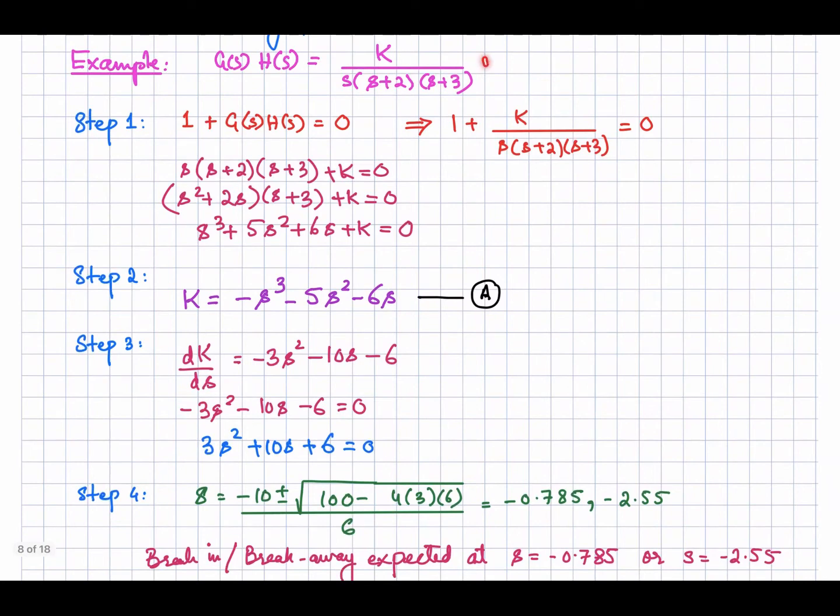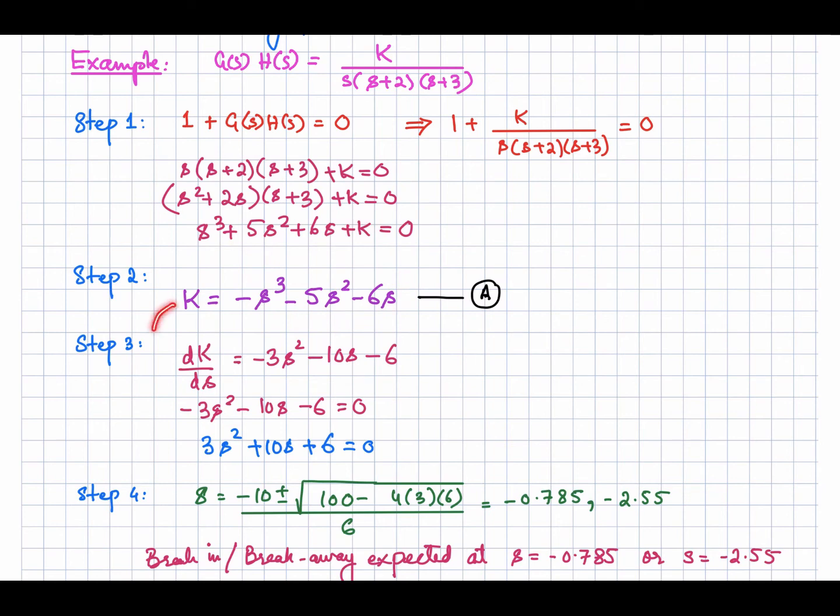Let's suppose that we have an open loop transfer function given by this equation. The first step, we are going to check the break-in and the break-away. The characteristic equation is this one. So 1 plus G(s)H(s) is equal to 0. Taking this one from here, setting it equal to 0, and then simplifying, we will get this characteristic equation. Now step 2 is to write from this equation K as a function of s. Shifting all of these to this side, K is equal to this thing.